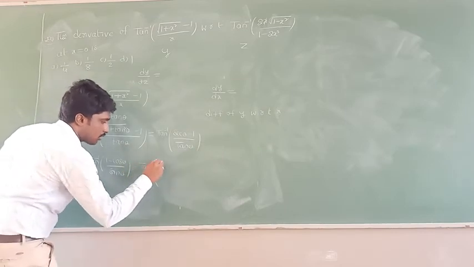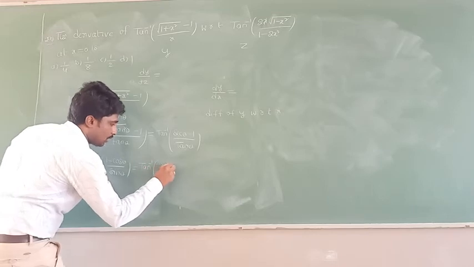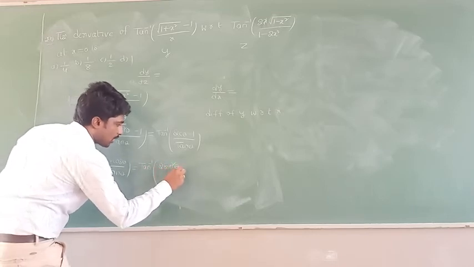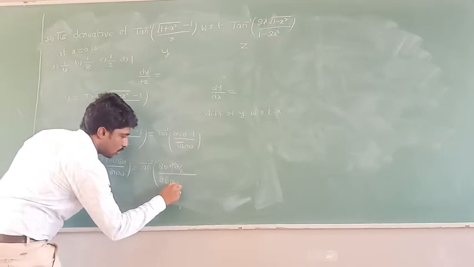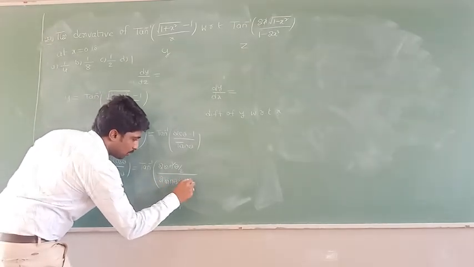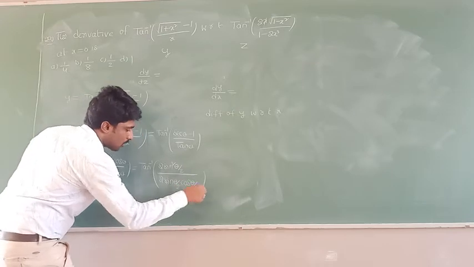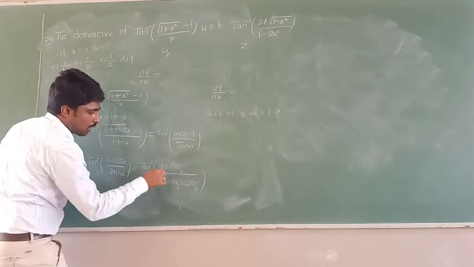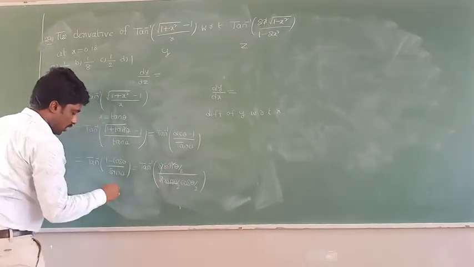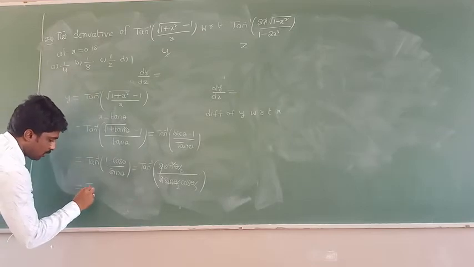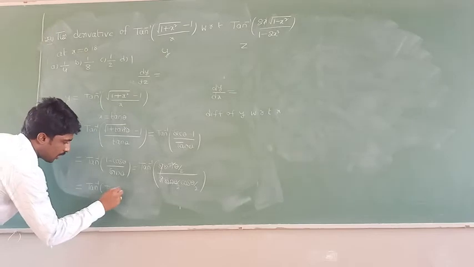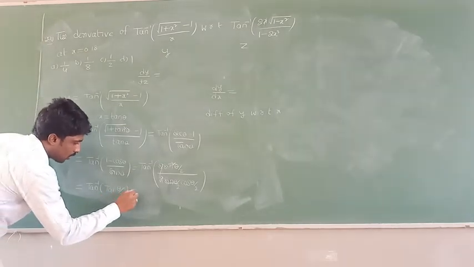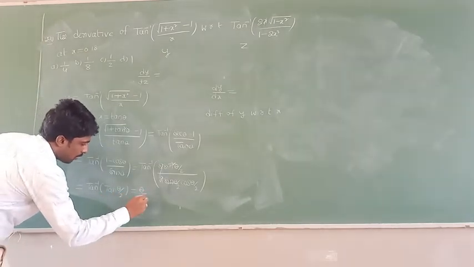Tan inverse of 1 minus cos theta I can write like this, 2 sin square theta by 2. The denominator sin theta I can write like this, 2 sin theta by 2 into cos theta by 2. So now all of you see here, 2 cancels, sin gets cancelled. What am I getting here? Tan inverse of tan theta by 2. So this becomes, I can write like this, theta by 2.